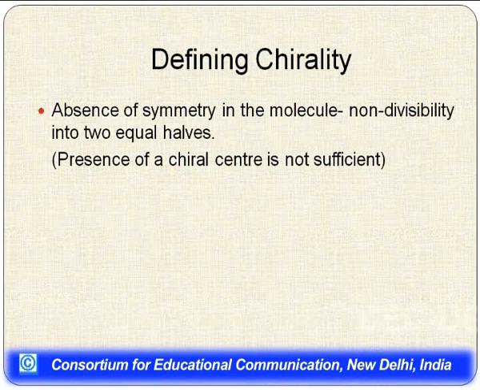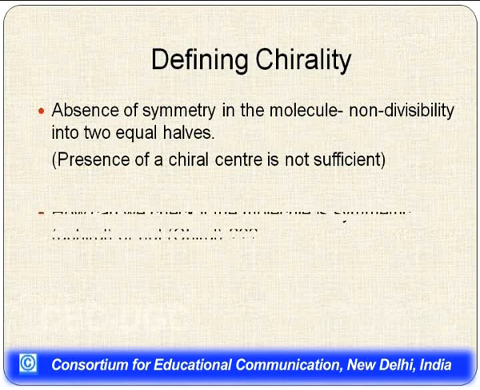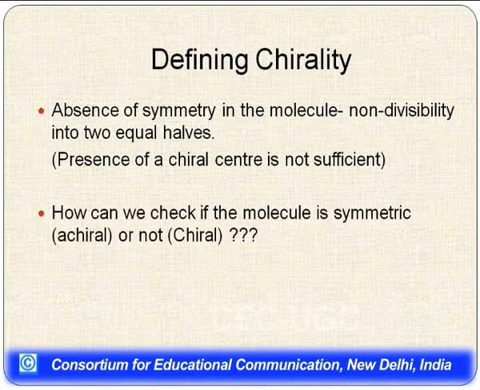Now, the next point comes: how can we define chirality? Chirality can be defined by the absence of symmetry in the molecule, or we can say that if we cannot divide it into 2 equal halves. If I cannot divide a molecule into 2 equal halves, I can say that the molecule is chiral and the molecule is optically active. I have written here the line I have already told you: the presence of a chiral center is not a sufficient criterion for saying that the molecule is chiral or is optically active.